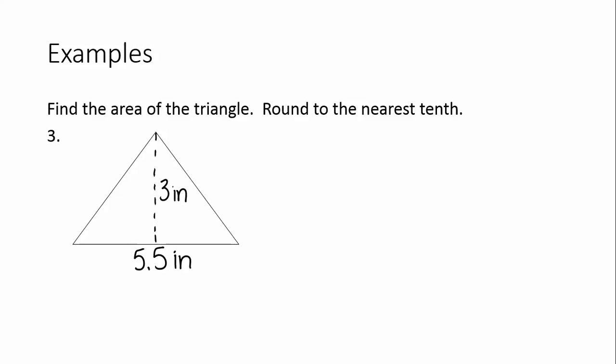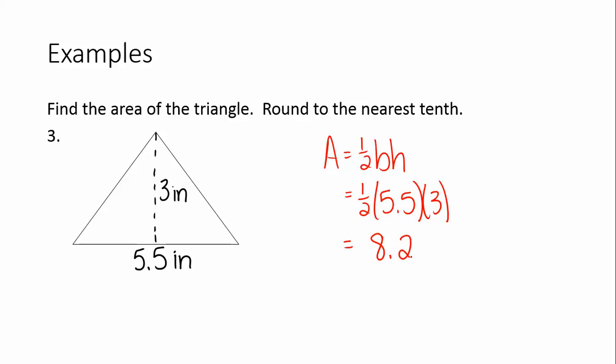We have a base of 5.5. Remember, base is like the bottom. And we have a height, this dotted line in the center. This is not a side of the triangle. This is just letting you know what portion of the triangle is 3 inches in length. So area of a triangle is 1/2 times the base times the height. So we're going to take 1/2 times 5.5 times 3. And I will allow you access to a calculator for now. So we take 0.5 times 5.5 times 3, and that gives you 8.25. And remember that we want units squared, so inches squared.